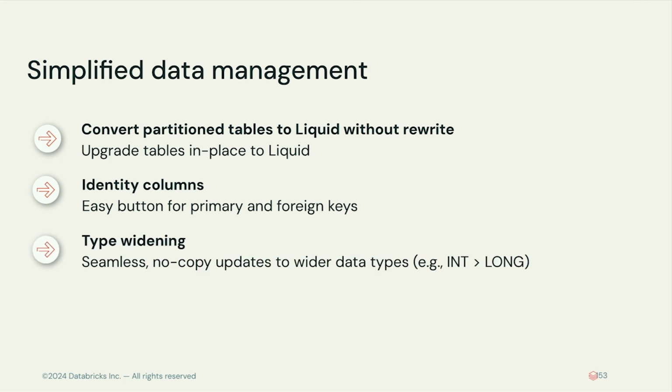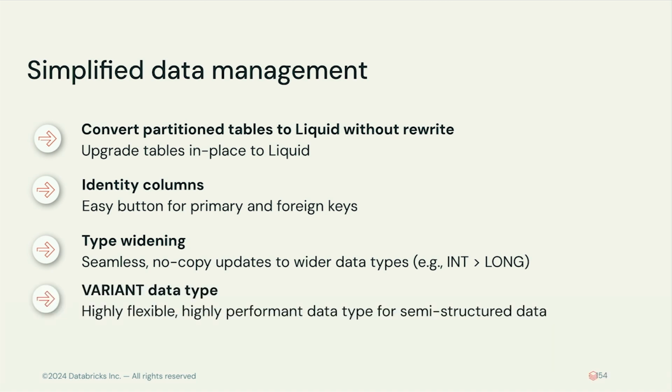And then third, type widening. So this, I think, has been long in the works. As data expands, it's very common to wish that you'd started with a larger data type. For example, you might have started with an int, but now you're running into integer overflow issues. And so with type widening, you can widen your types inline in your table seamlessly without data rewrites or workload interruption.